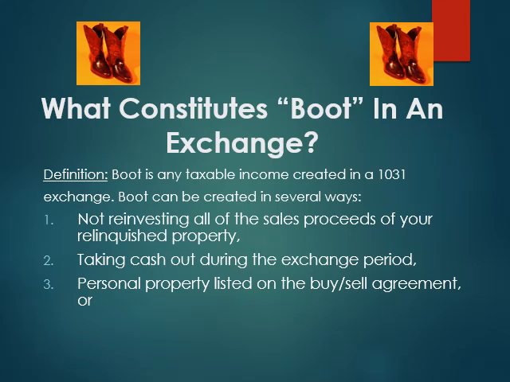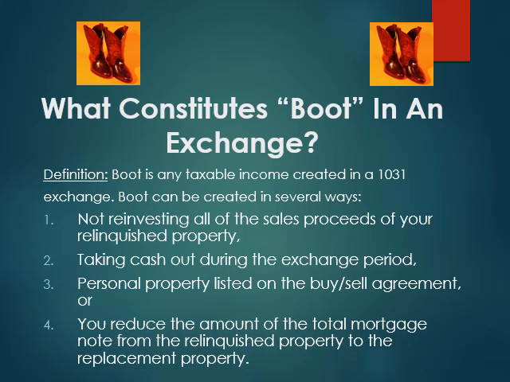And then 3, personal property listed on the buy-sell agreement. We've also discussed that. That's a big no-no. You don't want to do that because personal property or fixtures force you to assign a value. And then 4, if you reduce the amount of total mortgage note from the relinquished to the replacement property. So if you sell the first property and you've got $100,000 worth of debt on it, to not have to pay any tax on the exchange, you're going to have to go with at least $100,000 of debt on the replacement property.